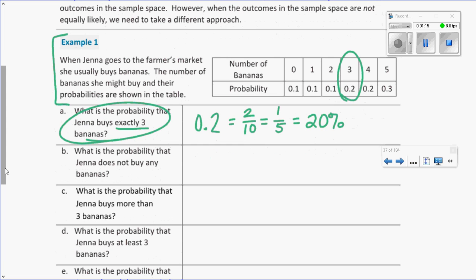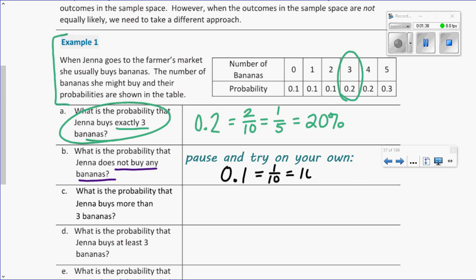Okay, what is the probability that she does not buy any bananas? Write that down. What is the probability that she does not buy any? Okay, did you get 0.1? Which is 1/10, and that is already reduced, and that's 10%, because right there, that's when she doesn't buy any.